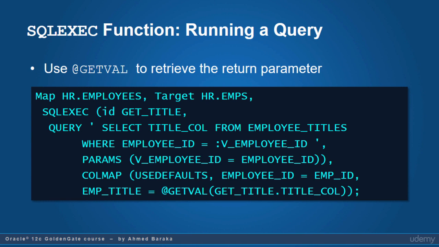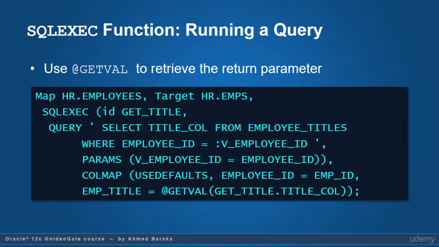This is an example of how to use the SQLExec function to run a query. It does the same functionality as the example shown in the previous slide. The select statement comes after the query keyword. There is a space at the beginning of the select statement code and at the end of it. The select statement example is using the variable vEmployeeID. The value of the column employee ID is passed to that variable. The query returns the value title col, and that value can be obtained using the getVal function. In the example, it has been assigned to emp title column.